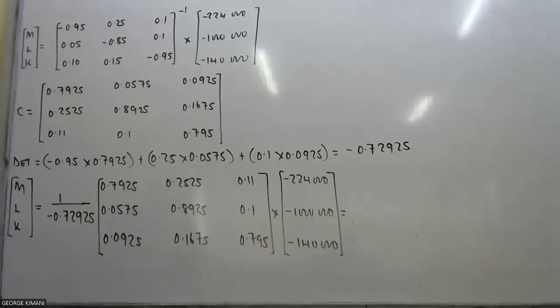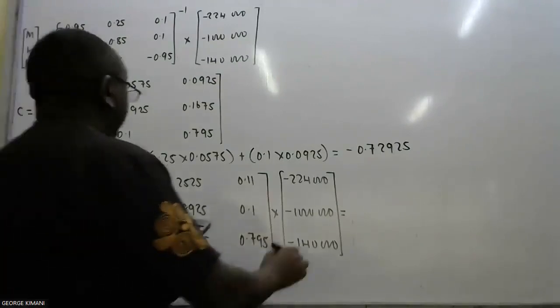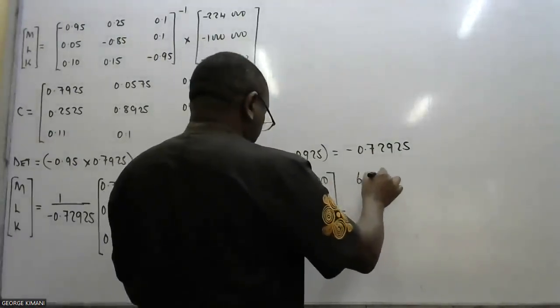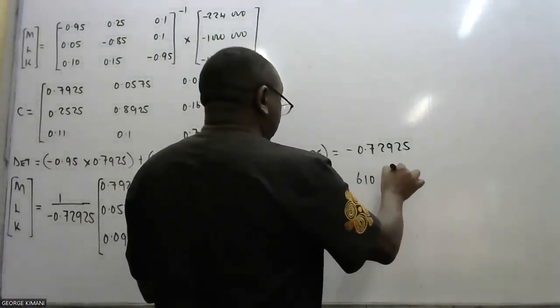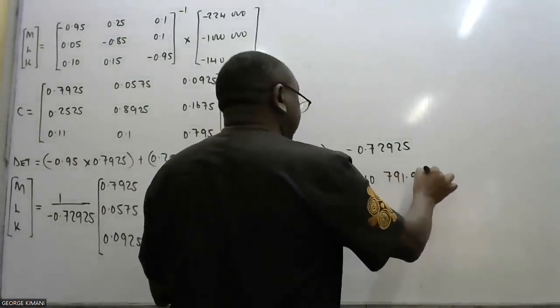0.7925 times minus 224,000 plus 0.2525 times minus 1 million plus 0.11 times minus 140,000 equals, divide by 0.72925. I'm getting 610,791.9095.